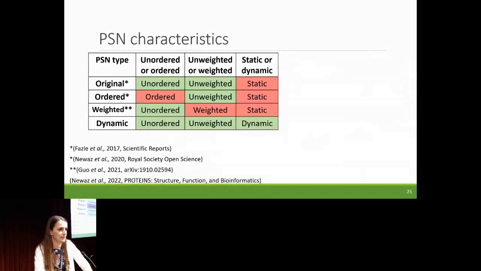And all that's needed to show that dynamic PSNs are valuable is to show that they outperform original. That would be sufficient. If we can also show that they outperform ordered and weighted, which use more information than dynamic PSNs, they use information of order of nodes and information about weights, then that would motivate the need to develop ordered or weighted dynamic PSNs in the future. This is just the first step.